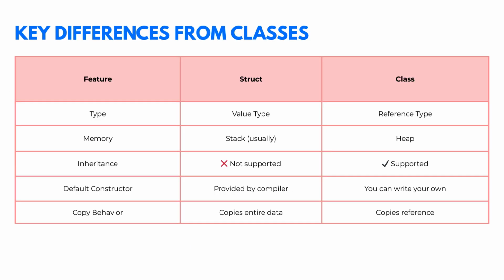Struct is a value type, and class is a reference type. Struct is stored in the stack, and class is stored in the heap. Inheritance is not possible in a struct, but it is possible in a class. The default constructor is provided by the compiler in a struct, but you can write your own default constructor in a class. In a struct we can copy entire data, but in a class we can copy reference of data.